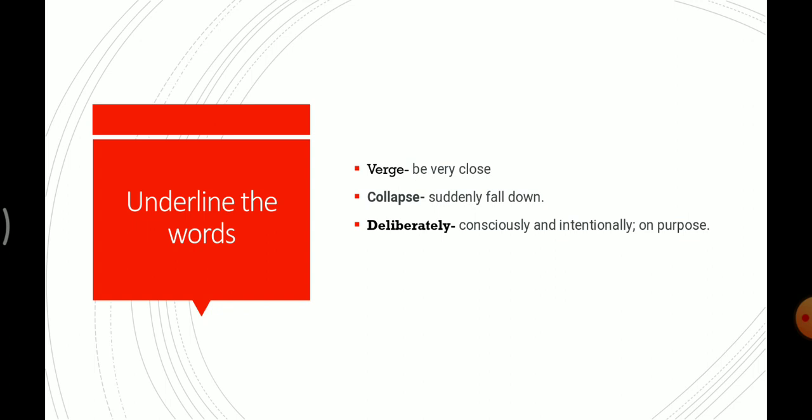Students first underline the words verge, which means be very close, collapse, suddenly fall down, and deliberately, which means consciously and intentionally, on purpose. Now, students, from this story, what do we understand?